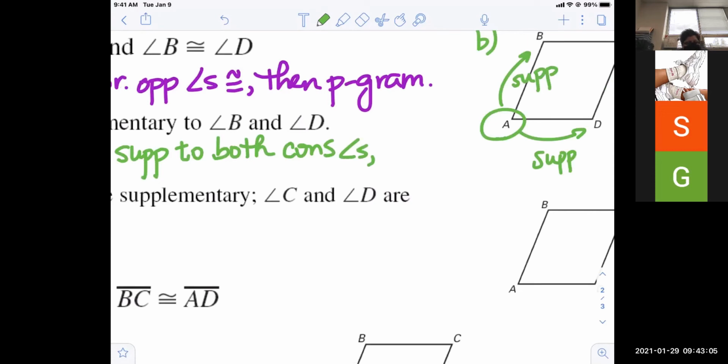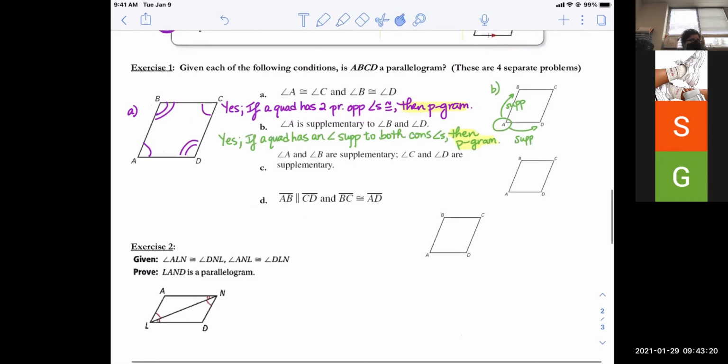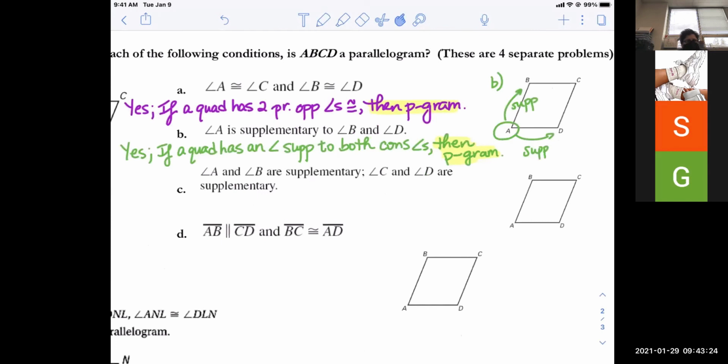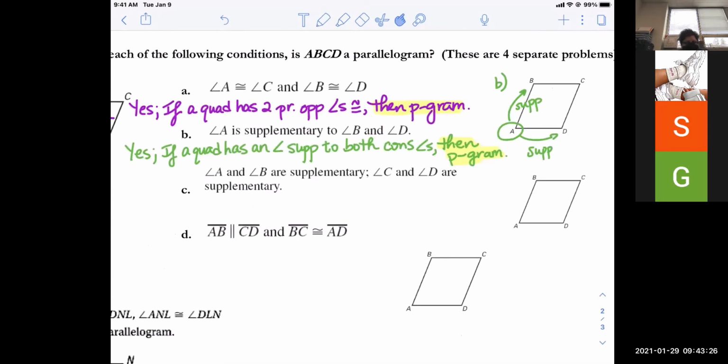Then it's a parallelogram. We're proving that it's a parallelogram. We're concluding that it's a parallelogram, okay? All of these are going to end with, then it's a parallelogram. If the quad has an angle supplementary to both consecutive angles, then it's a parallelogram.